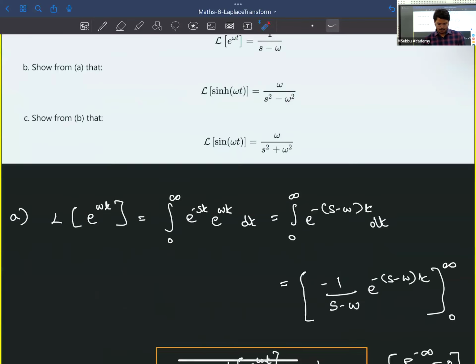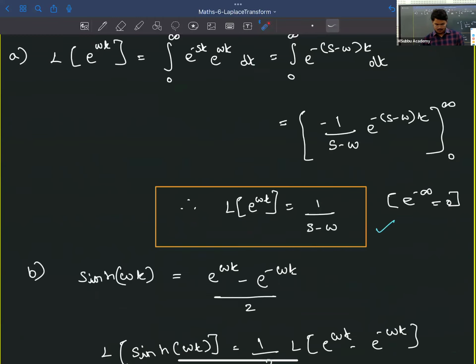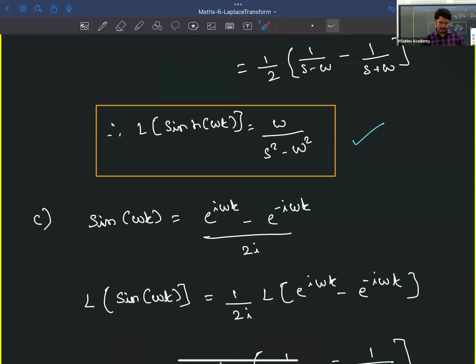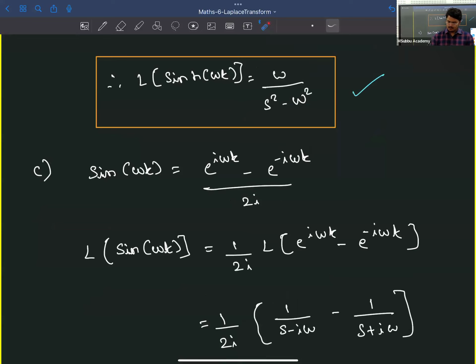So from this you have to find the next one. Sine x can be written as e power ix minus e power minus ix by 2i. So sine omega t can be written as e power i omega t minus e power minus i omega t by 2i. Now in the same way apply the Laplace transform on both sides.